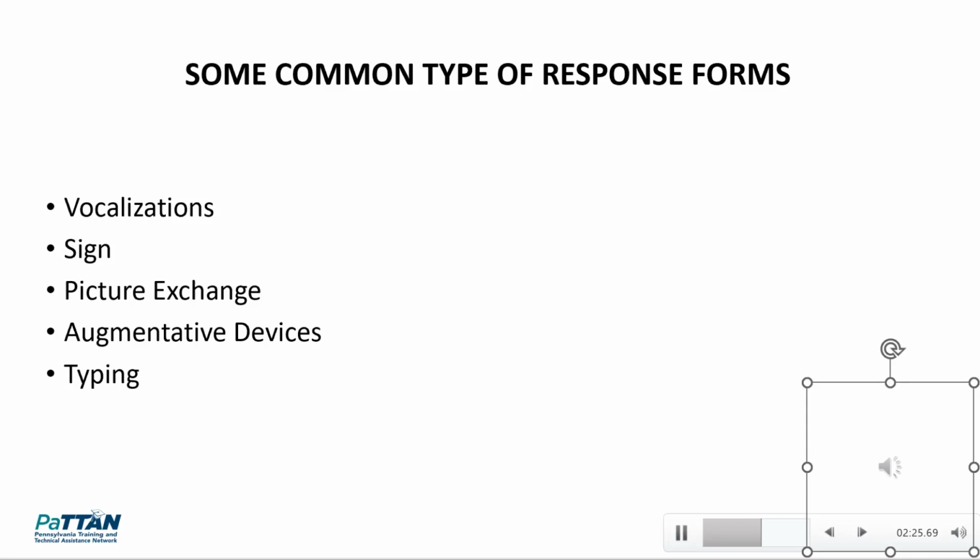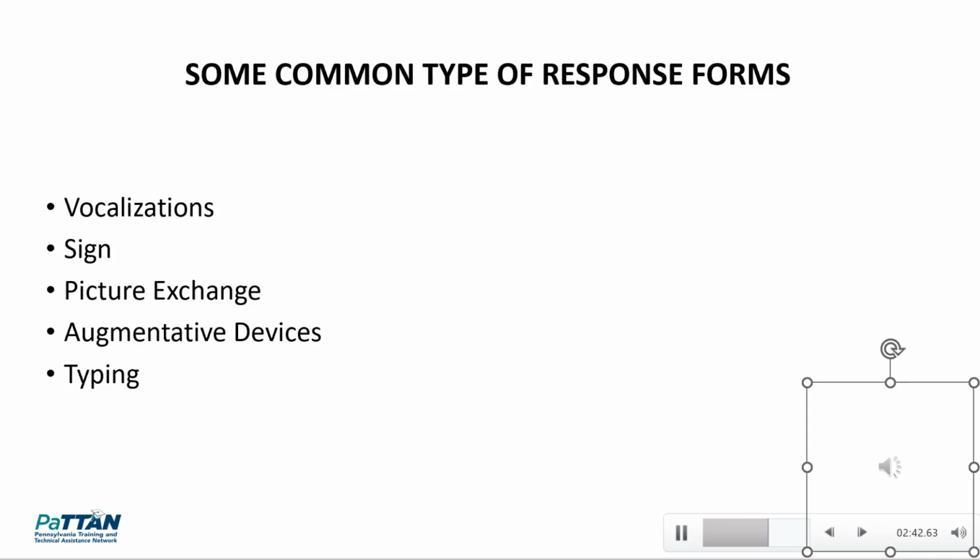Then we also have augmentative devices. Augmentative devices often have a speech output, in which the student selects or pushes an icon on a screen and the device speaks that item.